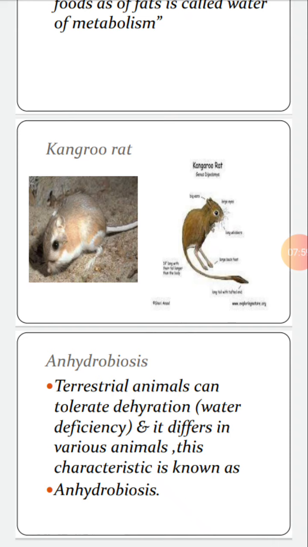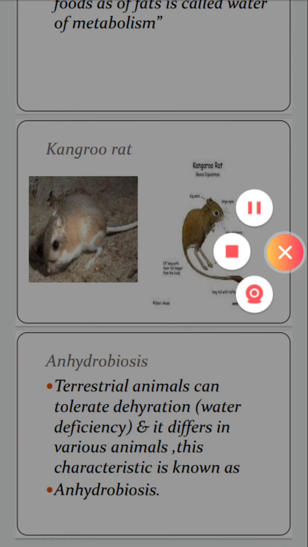And the very important definition, anhydrobiosis. Terrestrial animals can tolerate dehydration, water deficiency, and it differs in various animals. This characteristic is known as anhydrobiosis.